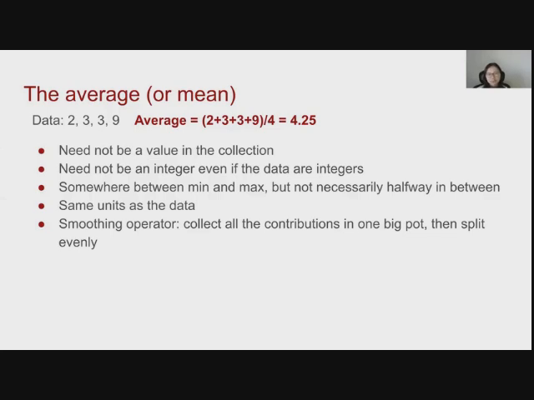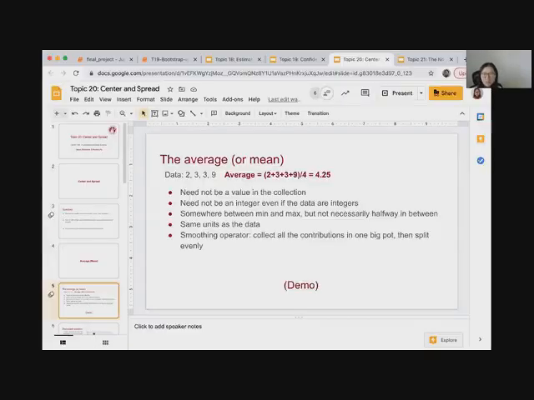Okay. And also, we can think of the average as a smoothing operator. What we mean by that is that you can collect all of the distributions in one big plot and then split evenly. That is one way you can think about how the average is being done. Right now it's only 4 values, so it's straightforward. But what if you have a super large data set? What we're working on is almost like a smoothing operator.